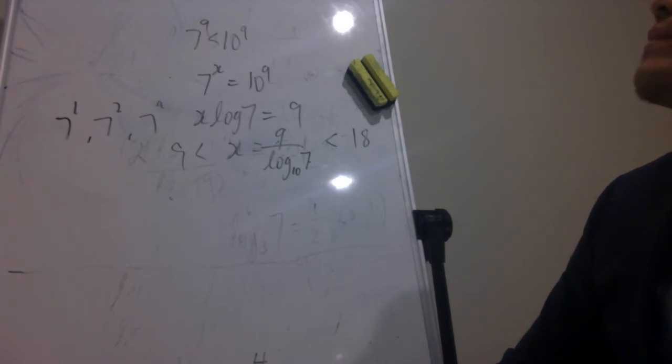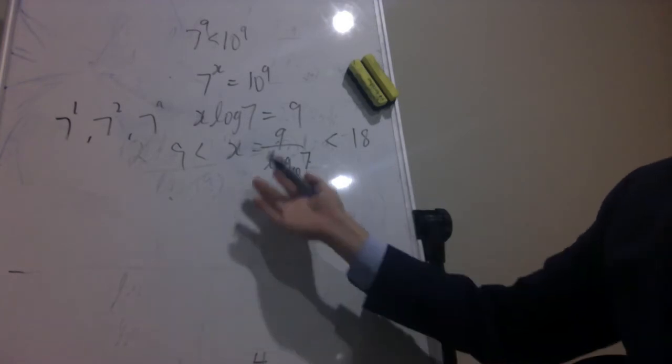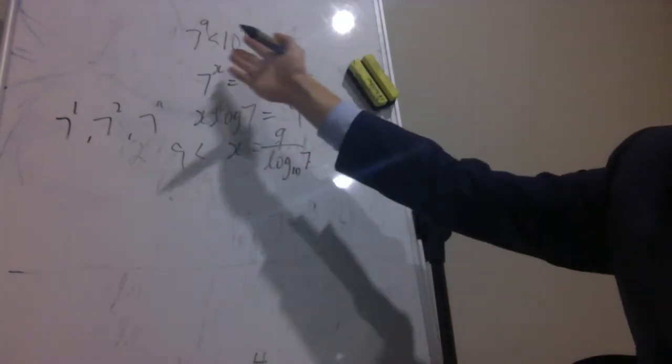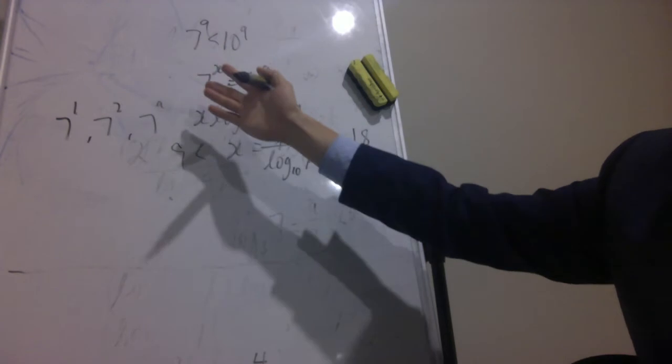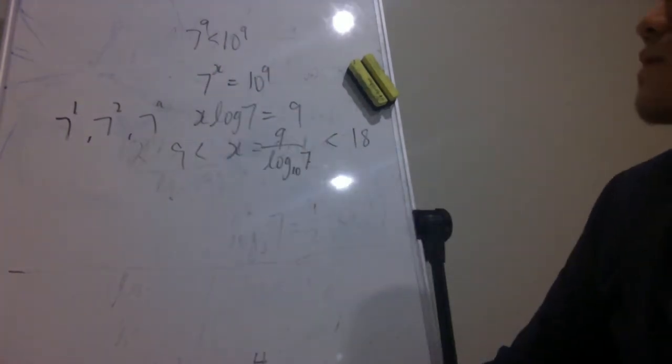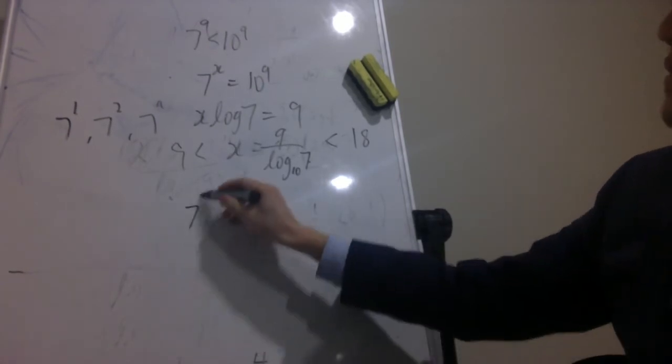I think we are allowed to use a calculator. Oh, really? Well, then we don't even really need logs. You just do 7 to the power of 10 and guess it. But how would you do it by hand? Let's see. 7 squared is 49.